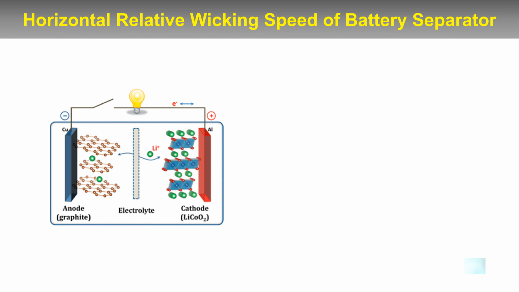Hello guys, so today we will learn about the horizontal relative wicking speed of a battery separator. Before discussing the wicking speed, we have to understand why it's relevant to the battery separator. If we look at the battery, we can see it consists of anode, cathode and electrolyte with separator.